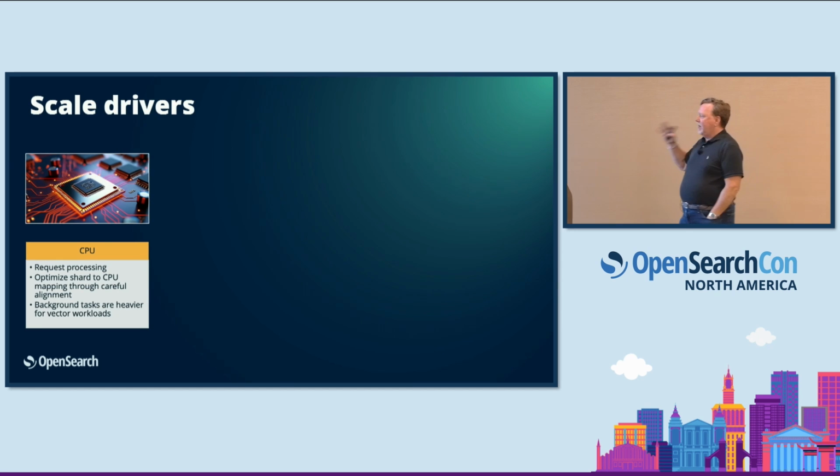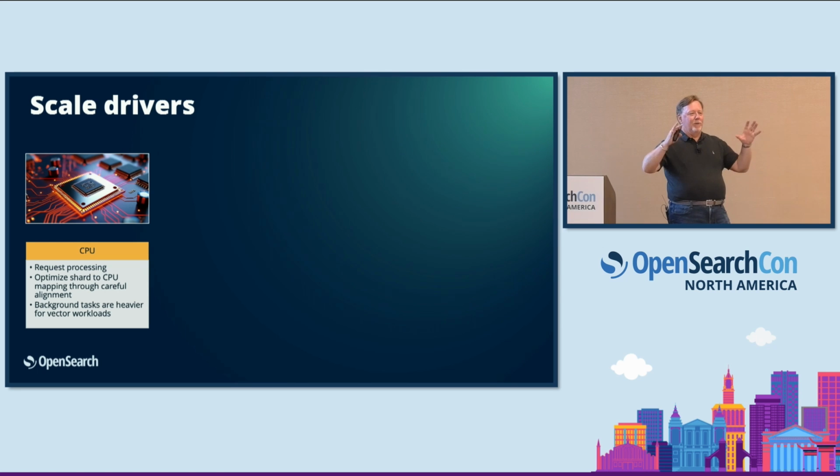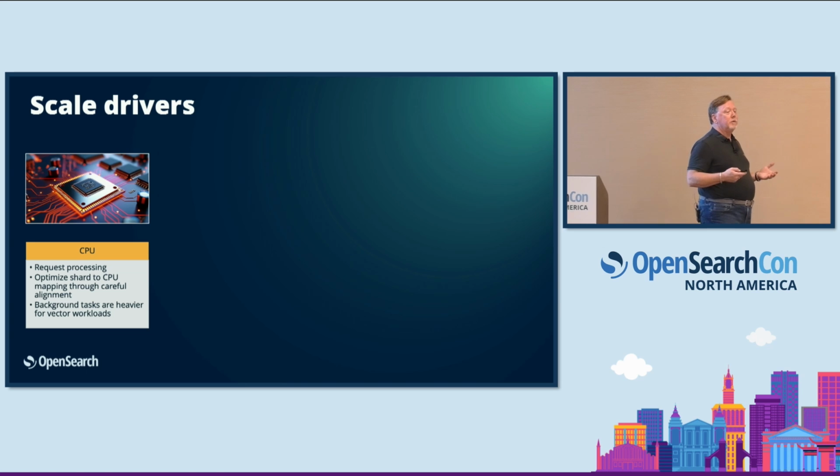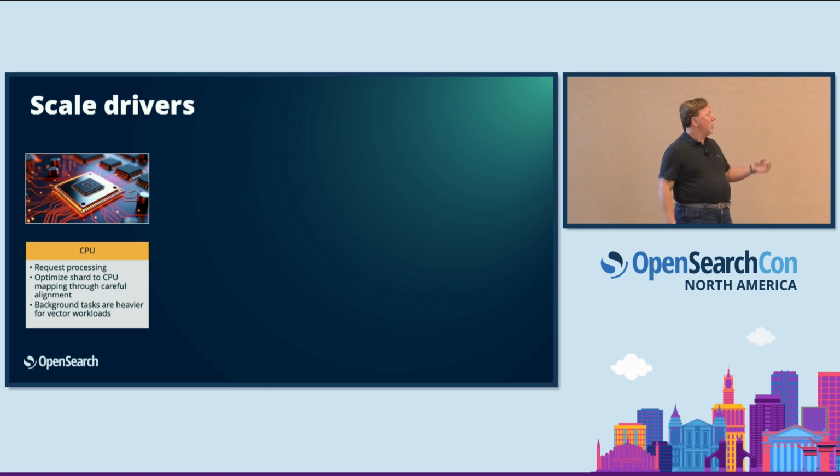So the topic is about scaling and optimization, right? We now know these are the core workloads that you might be looking at when you're dealing with vectors in OpenSearch. The drivers in terms of scale: how do vector workloads distribute across the resources that you deploy in an OpenSearch cluster?